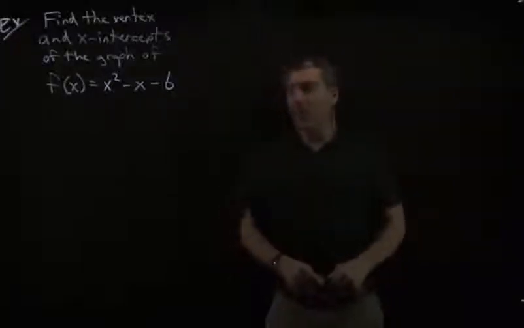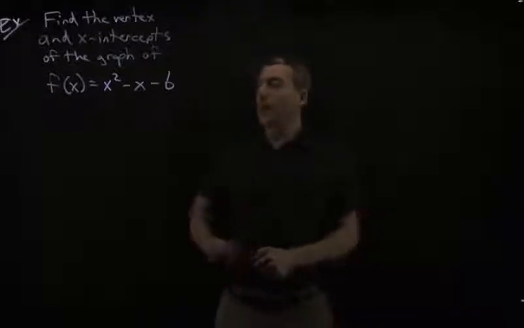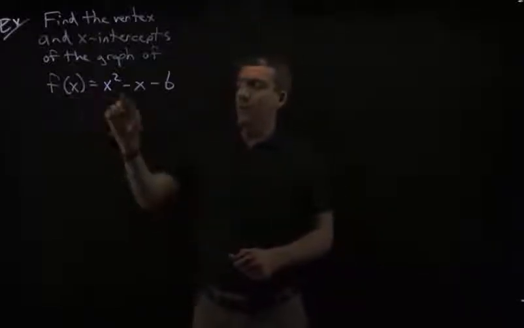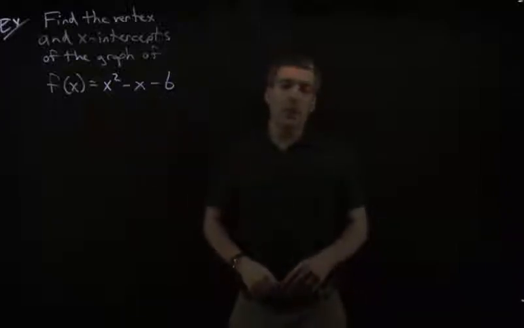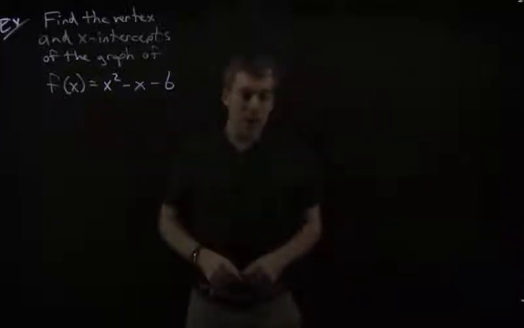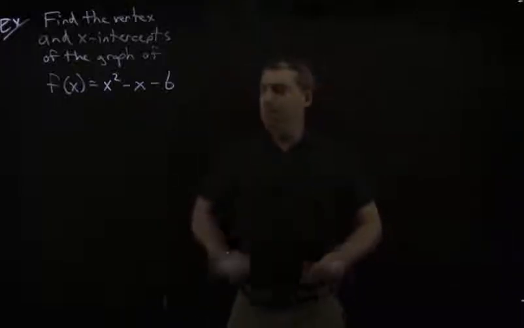Let's do another example, finding the vertex and x-intercepts for a quadratic function. Here we have the quadratic function f of x equals x squared minus x minus 6. We can find the vertex either by completing the square or using the vertex formula. Let's use the vertex formula.